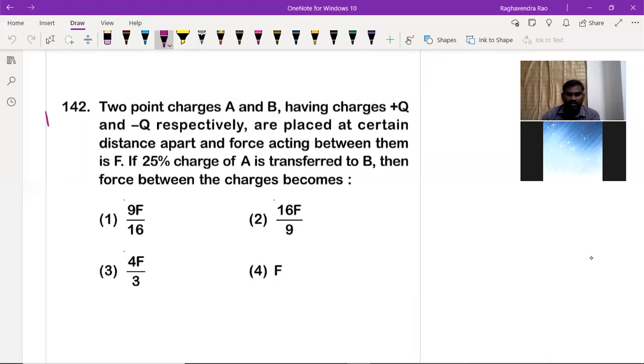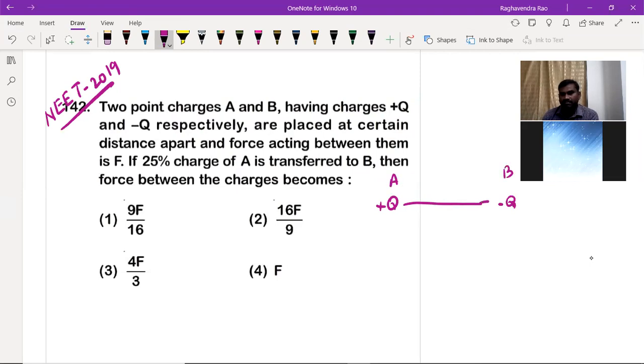So this question is from NEET 2019. We already discussed two point charges A and B having charges plus Q and minus Q respectively. So this is A, this is B. They are placed at a certain distance apart and the force acting between them is F.